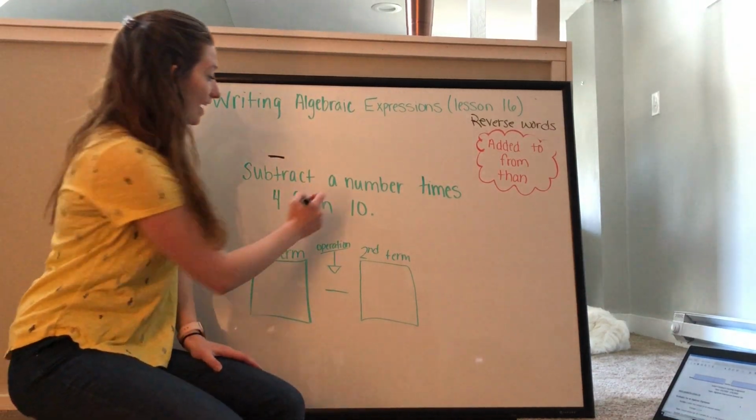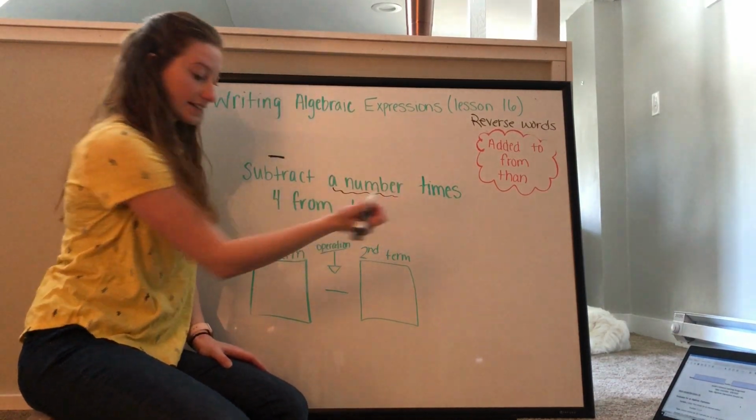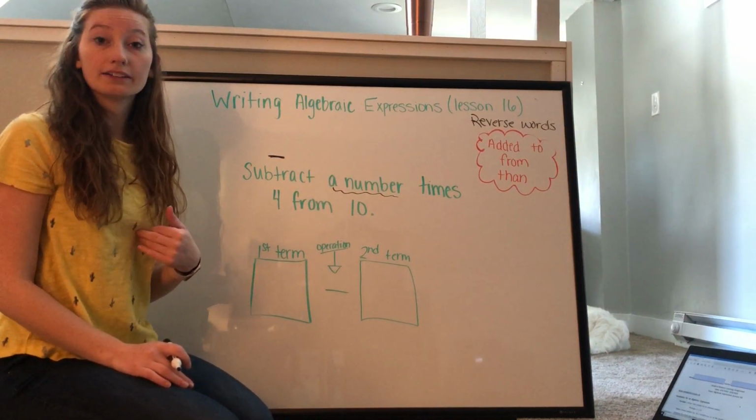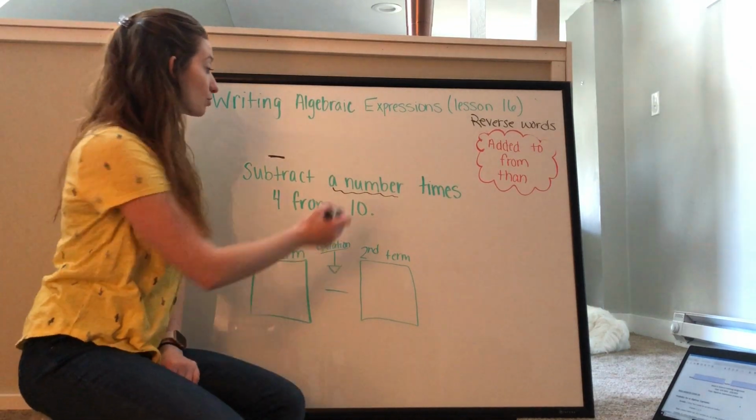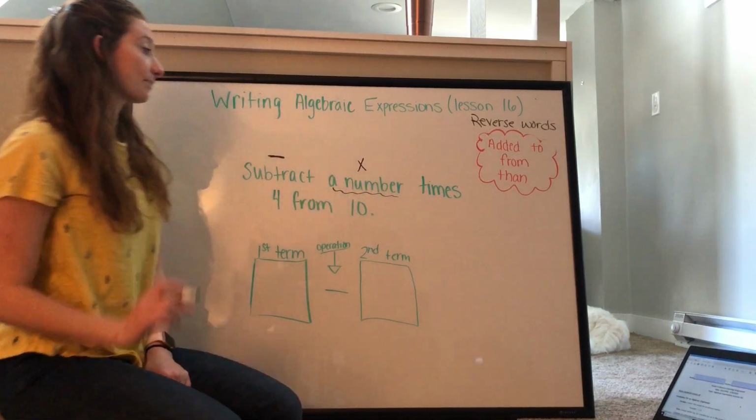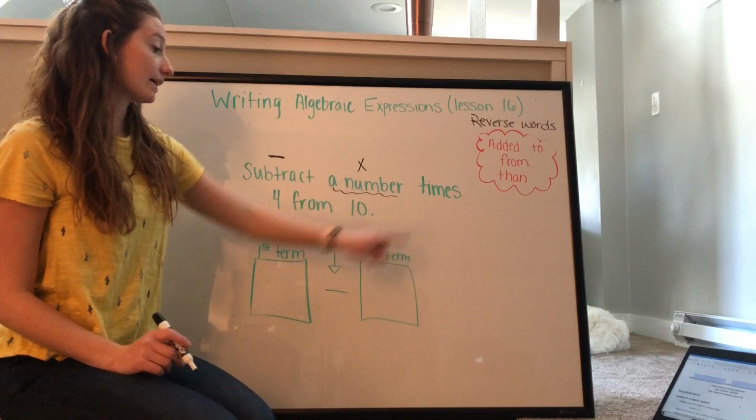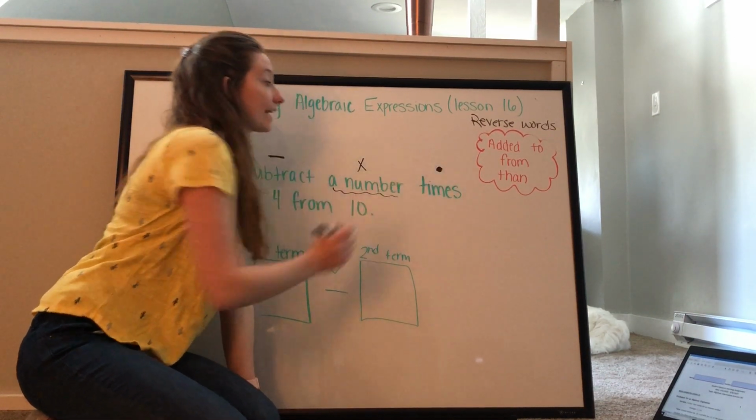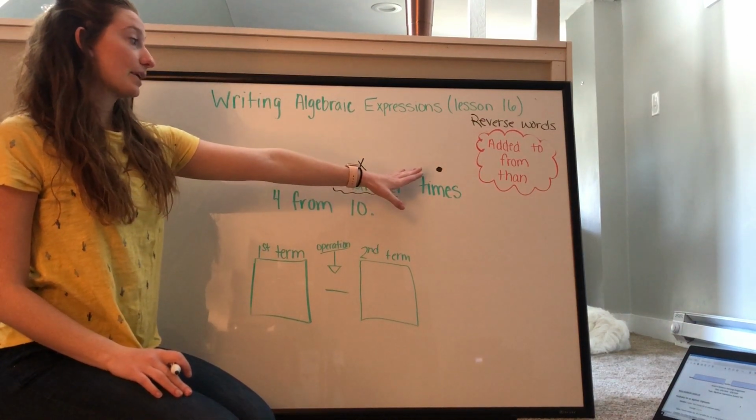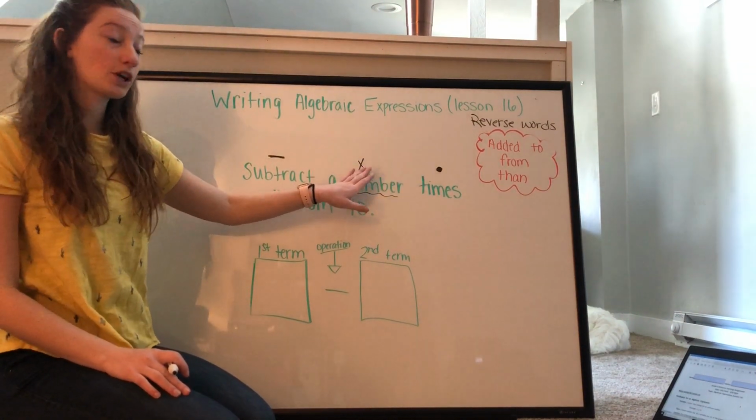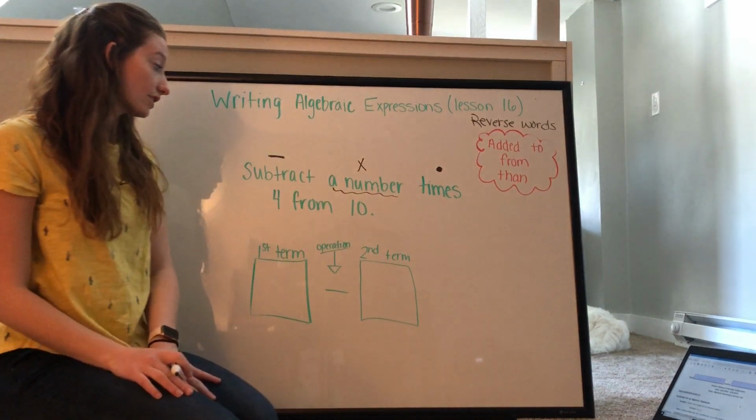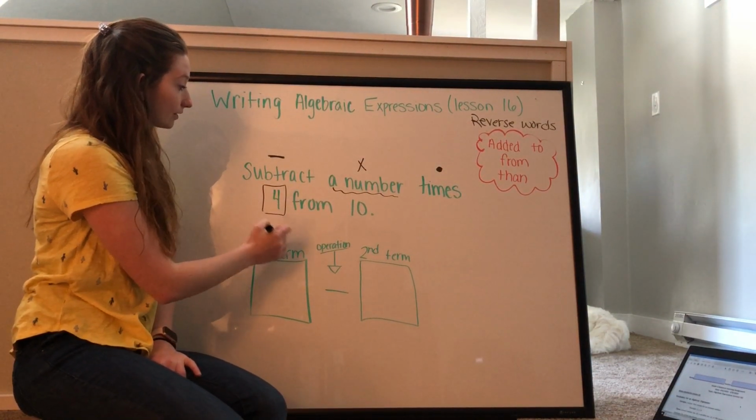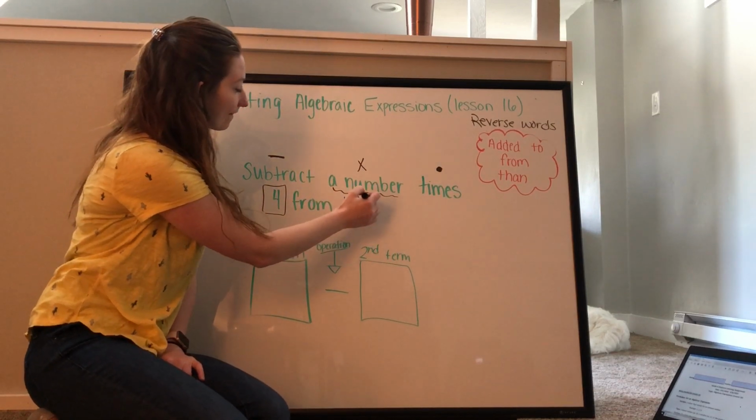Then this part says a number. Now I need to ask myself, do I know what the number is? No. So I want to write a variable. I'm going to choose x. I know that the word times means multiplication, so I'm going to put a little dot. Now remember that we use a dot because we're using x as a variable, and we don't want to use x as a multiplication sign too. We have the number 4 that I want to use, and we have the number 10 that I want to use.